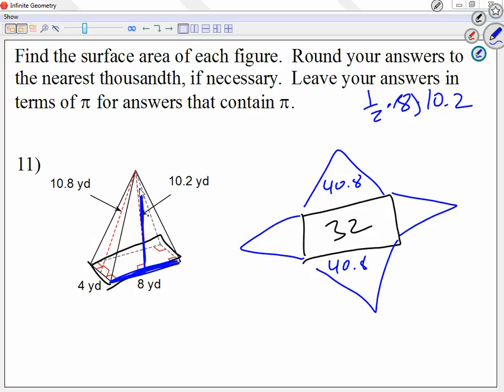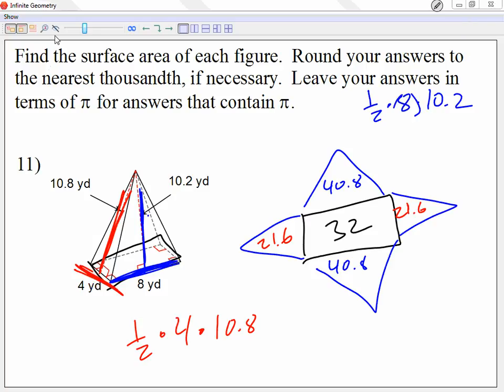For the other 2 triangles, I'm going to go 1/2 times 4 times 10.8, which happens to be 21.6. The 4 and the 10.8, I was looking at the 4 here and the 10.8 here. Right, I was looking at the 2 numbers across the 90 degrees.